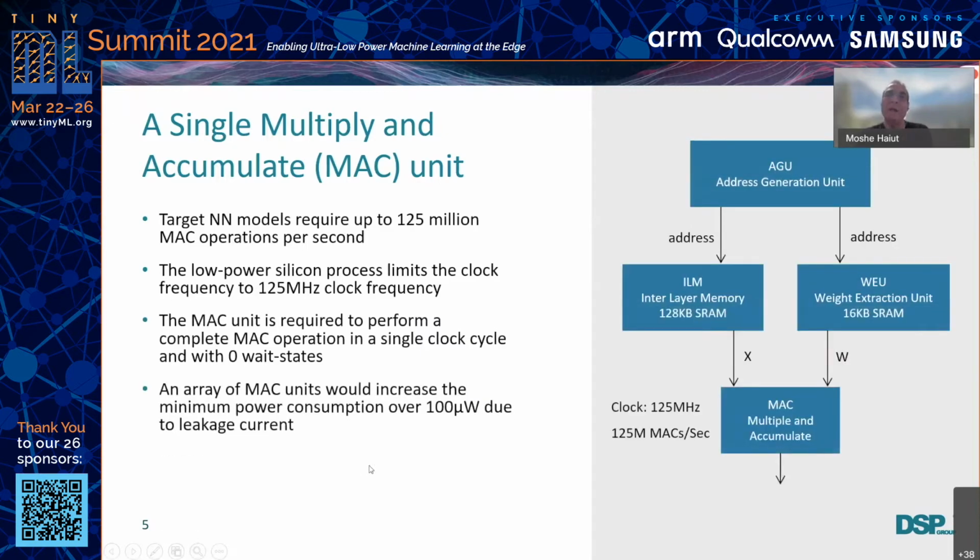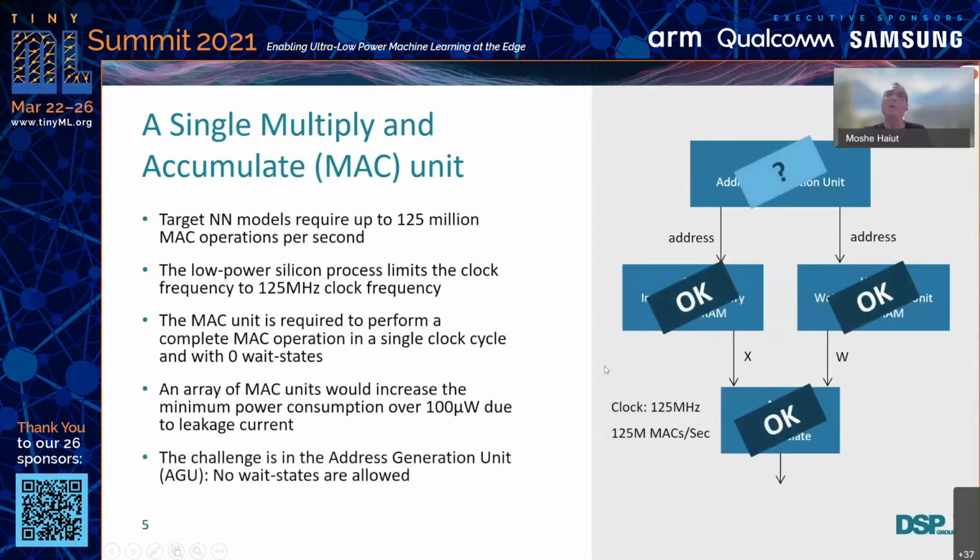In the very beginning, by the way, we were thinking about an array of 16 MAC units, but this would consume about 100 microwatt, and this is too much for the smallest target neural network model that we were considering. So you can see here in the block diagram, the AGU, the 2 memories, and the X and W operands that enter the multiply and accumulate unit.